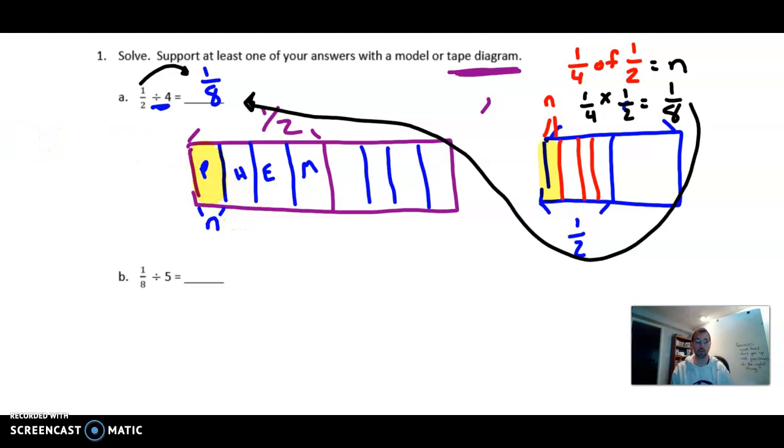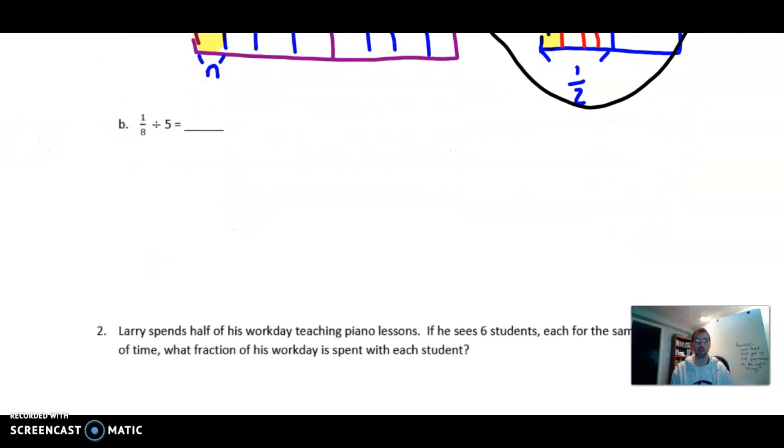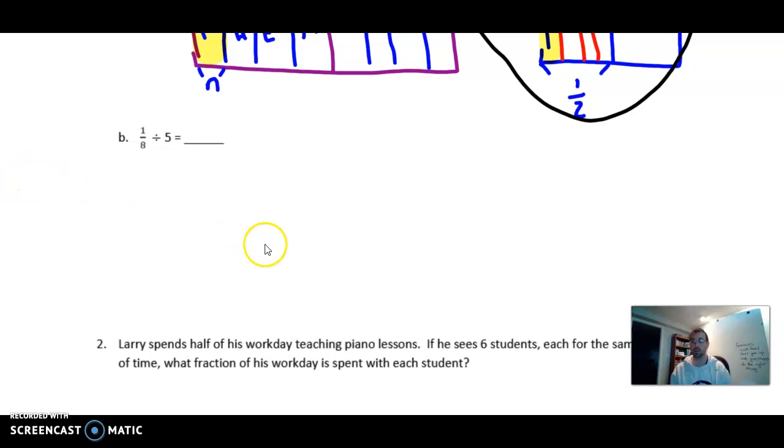So let's do another one for practice. Here is where you can certainly pause the video if you'd like, test it on your own, and then play it to see how you did. If you're still a little confused, just follow along with me. Starting with 1/8 divided by 5. So I really only have an eighth.